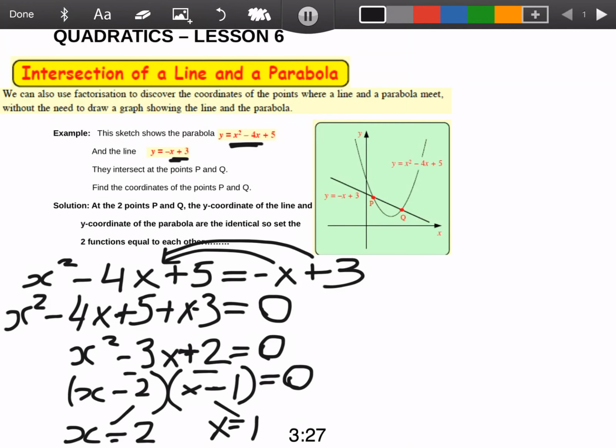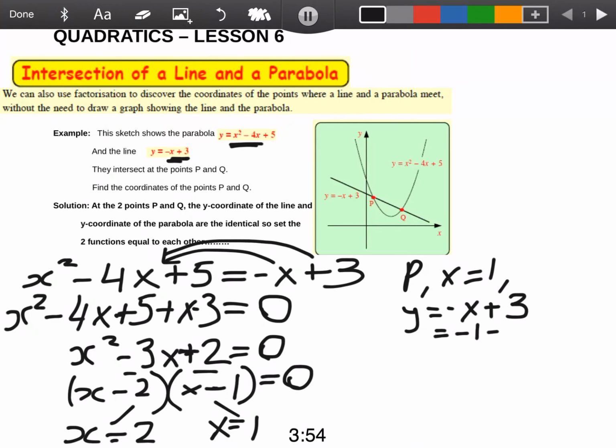I actually said find the coordinates of points P and Q. So point P is obviously the one that's got x equals 1. We need to find the y value though as well. Okay, how do you find the y value? Well, you've actually got two equations. They're both going to give you the same answer no matter which equation you use. I'll choose the line equation, it's a wee bit easier to use. So it says negative x plus 3, that's the equation, that's how you work out y.